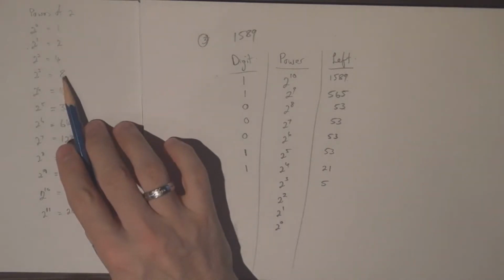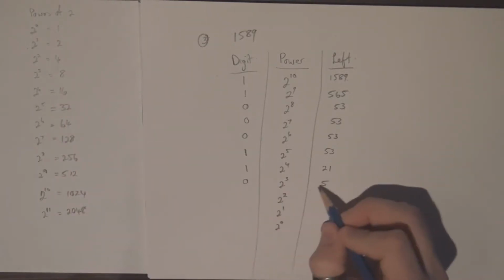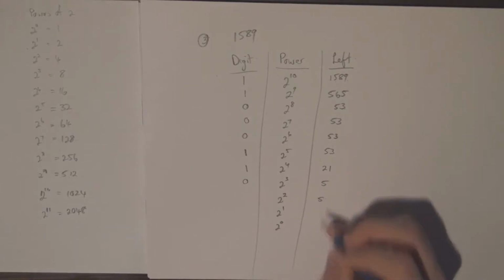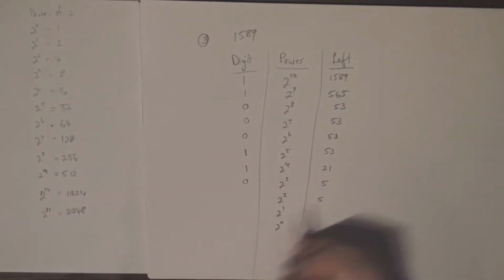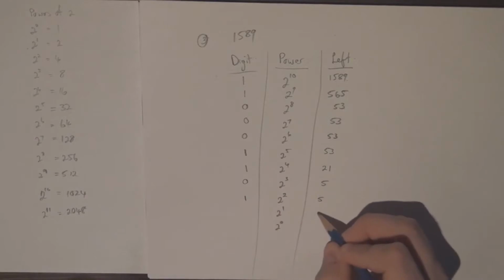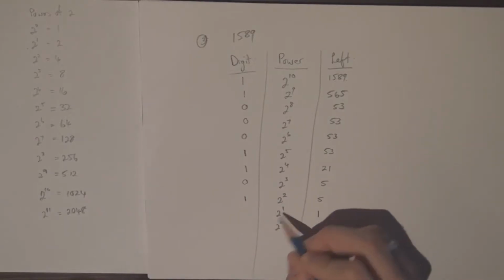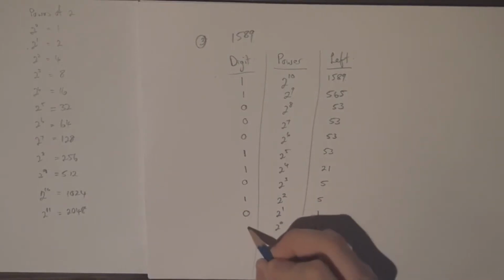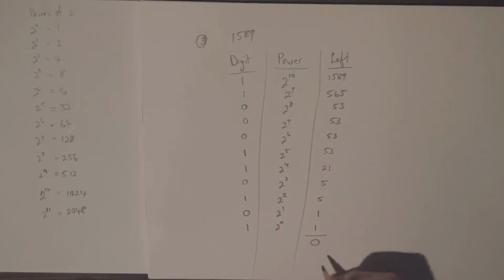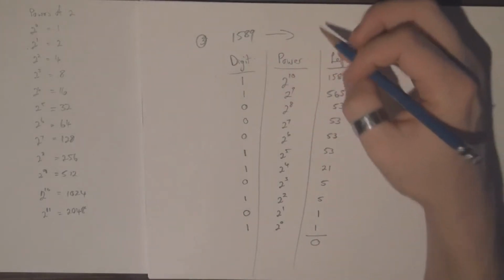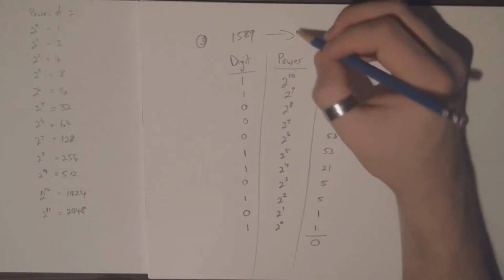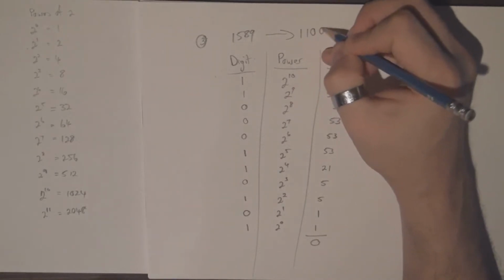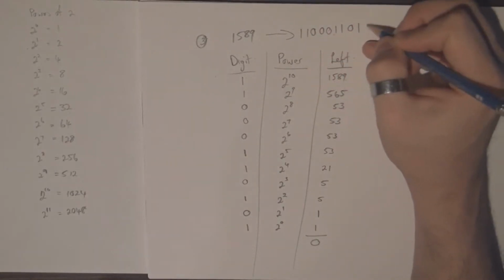Now 2 to the 3 is 8. That's too big. I only have 5. So I still have 5. 2 to the 2 is 4. Yep, can fit one in, one left. But 2 is too big, and I'll use 1 there. So this then has binary representation, top to bottom, 1 1 0 0 0 1 1 0 1 0 1.